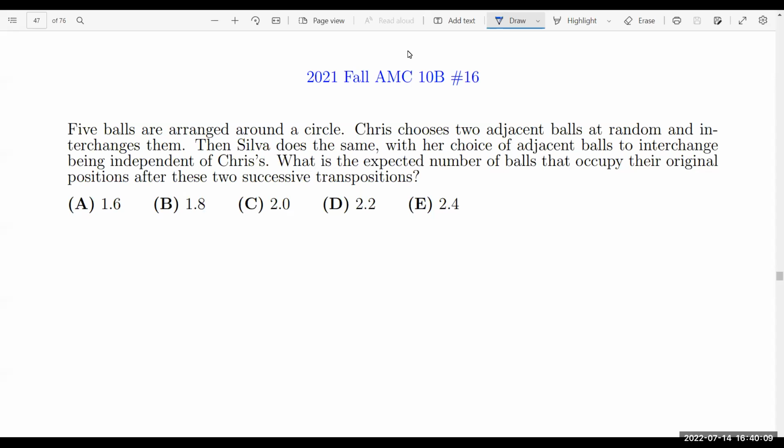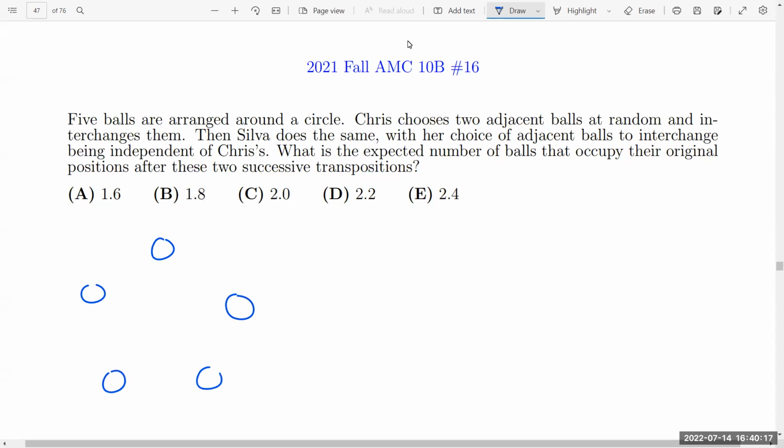5 balls are arranged around a circle. Chris chooses 2 adjacent balls at random and interchanges them. Okay, so you have 5 in a circle, just like this. And Chris will choose 2 of these adjacent balls, for example, these 2, and switches them.